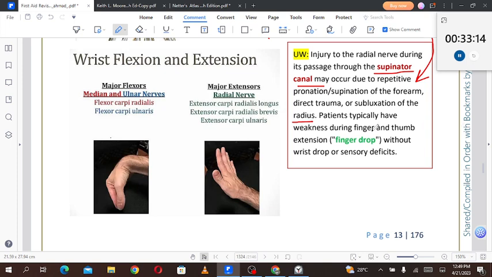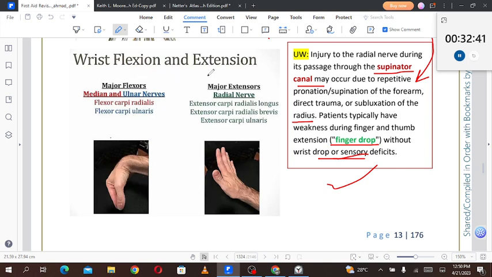Patients typically have weakness during finger and thumb extension, that is called finger drop, without wrist drop or sensory deficits. So remember this point, that if we have damage to the radial nerve more proximally, like in the axilla or in mid shaft fractures of the humerus, then there will be wrist drop. But if there is repetitive pronation and supination, or the person had some trauma and the radius came out of its annular ring, and now the radius is dislocated, then that trauma to the radial nerve will lead to finger drop.